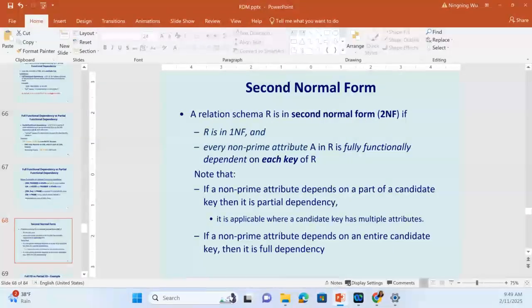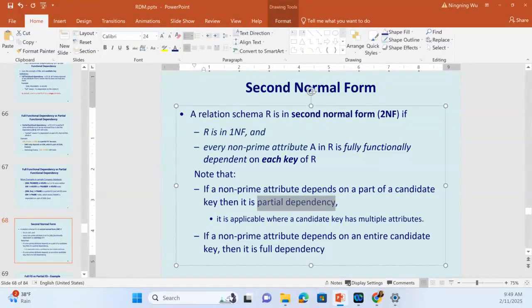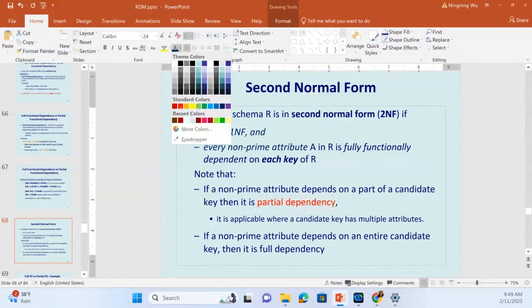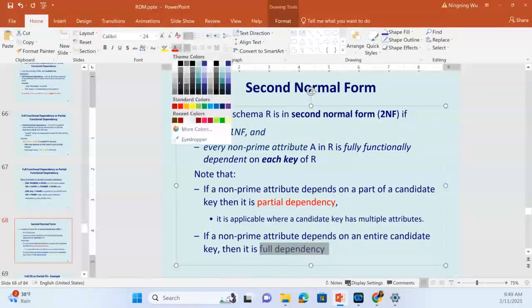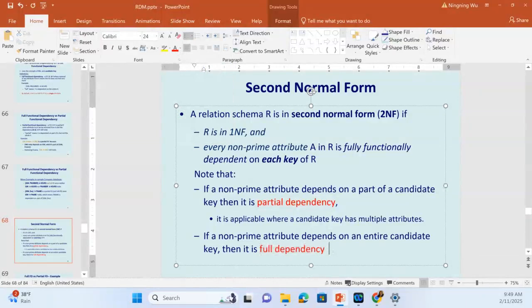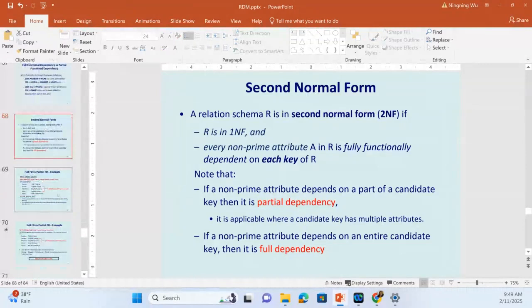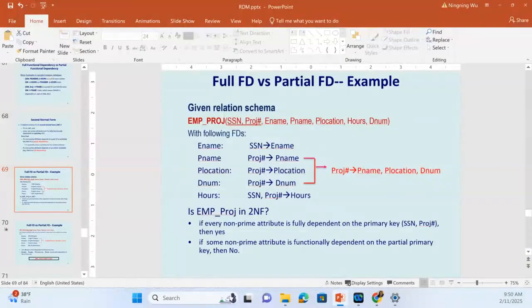So if a non-prime attribute depends on the entire candidate key, then it's a full dependency. Now we know partial dependency means attributes only dependent on part of the key, not the whole key. Then we also define a full functional dependency, which means that an attribute is dependent on the whole key. In essence, the second normal form does not allow partial functional dependency, okay? Because later we're going to examine that partial functional dependency is one of the root causes for redundant data in a table, okay? So let's see the example here.